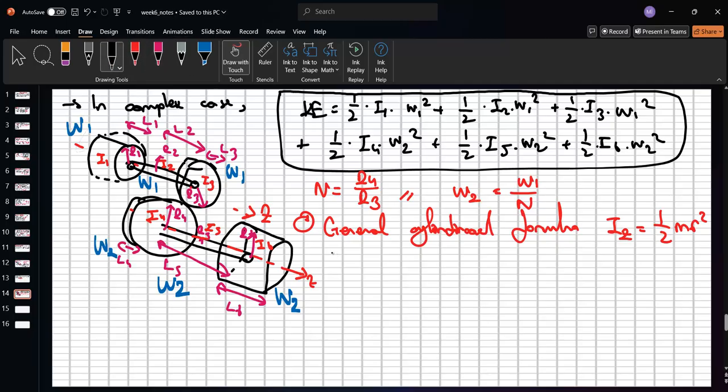The I1 is equal to what? 1 divided by 2, rho 1, which is the density value of this material. Okay? And also pi R1 square times L1 times R1 square. What is this formula?